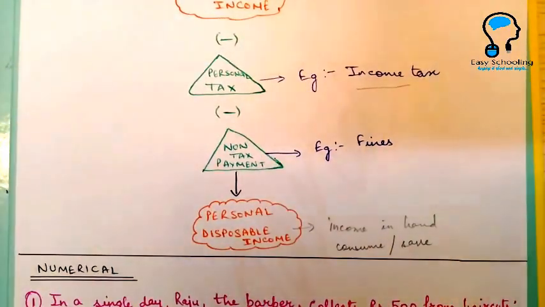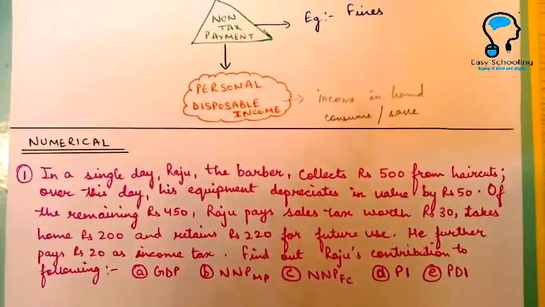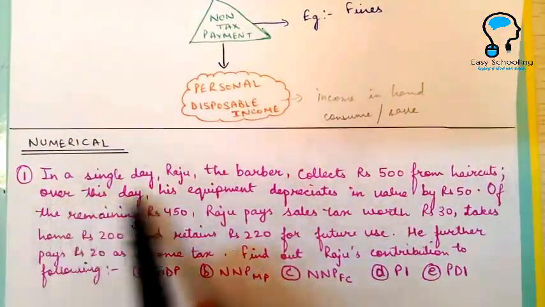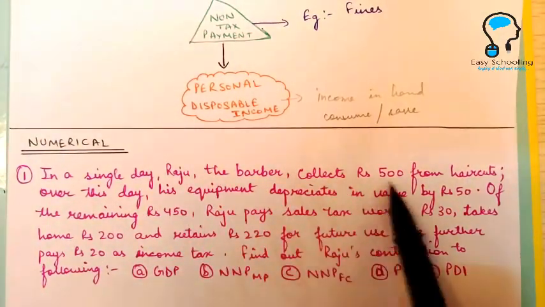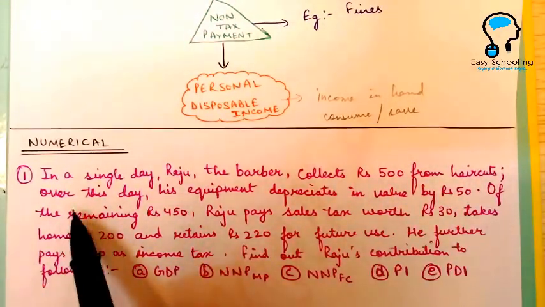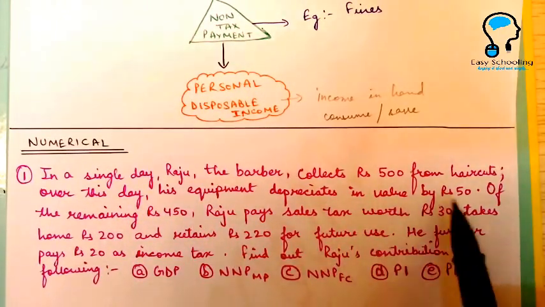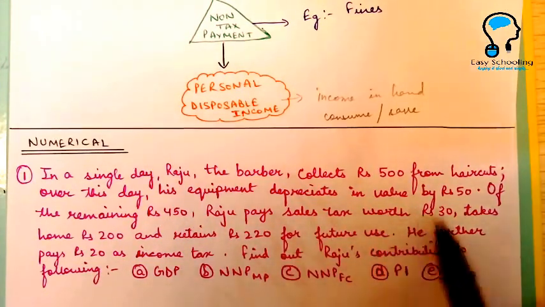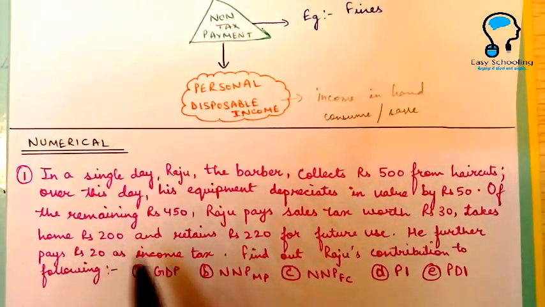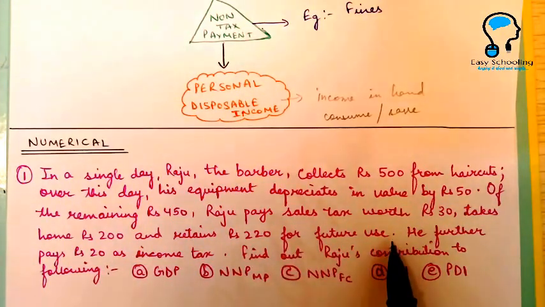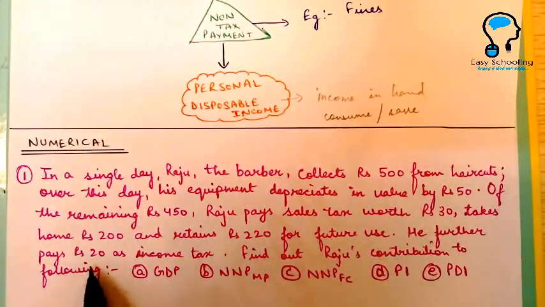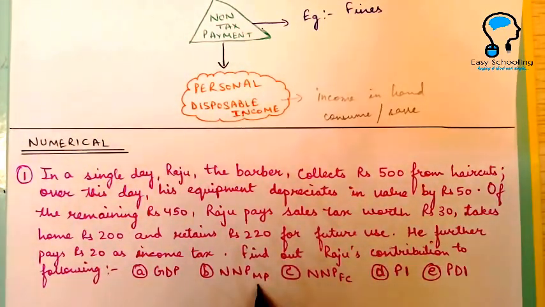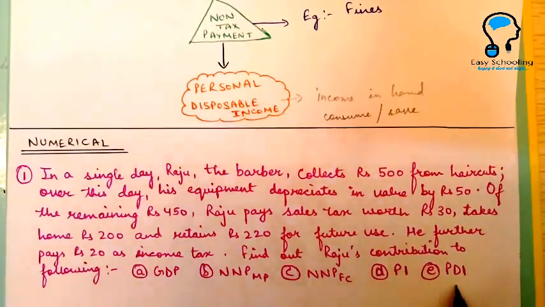Okay, now we will solve one numerical based on personal disposable income. This numerical is from your NCERT book. See, in a single day, Raju the barber collects rupees 500 from haircuts. Over this day, his equipment depreciates in value by 50. Of the remaining rupees 450, Raju pays sales tax worth rupees 30, takes home rupees 200 and retains 220 for future use. He further pays rupees 20 as income tax. Find out Raju's contribution to GDP, NNPMP, NNPFC, PI and PDI.